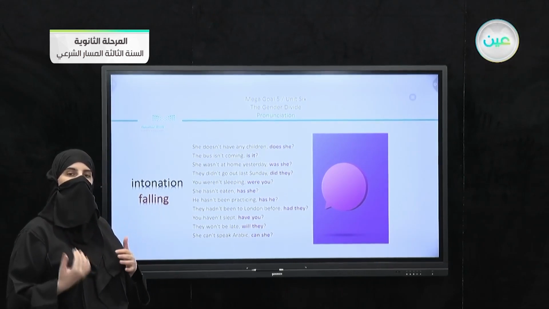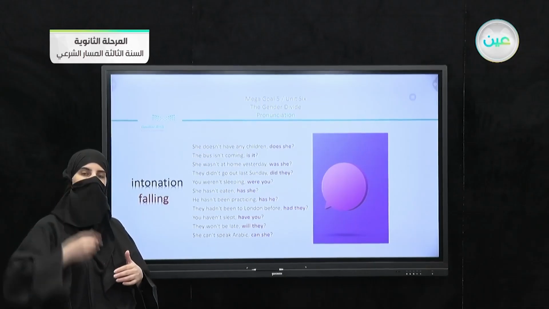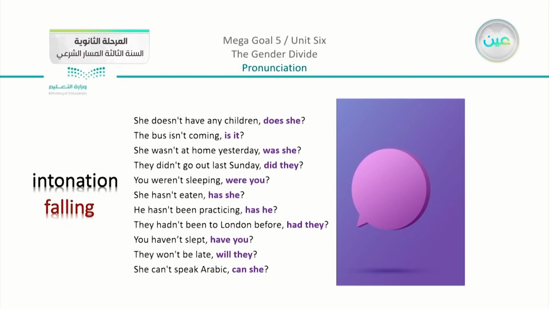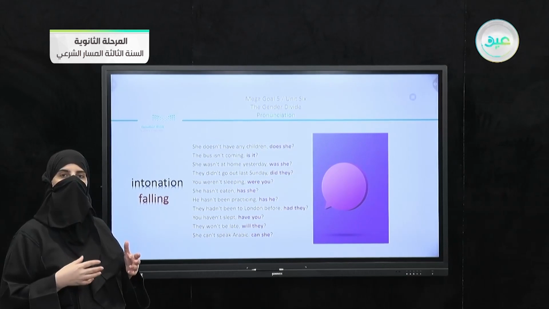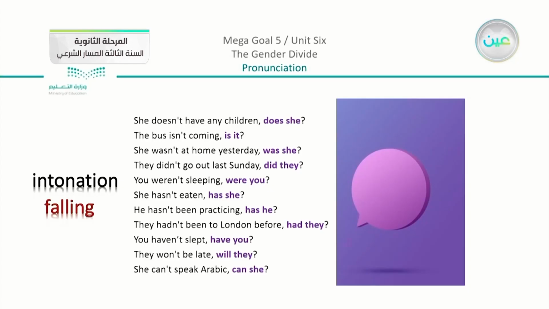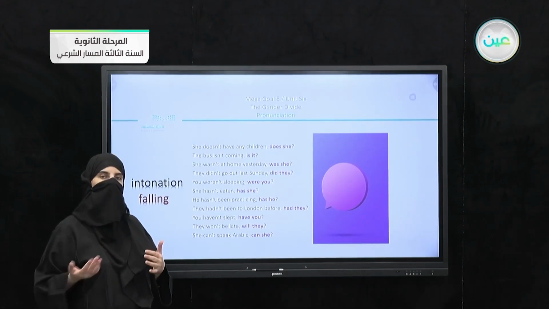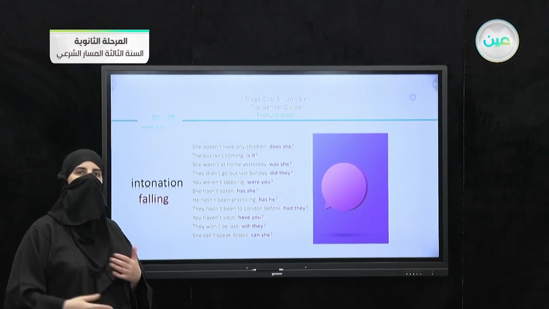To make you understand the difference, we can just compare. Let's focus on this one: you weren't sleeping. I'm going to pronounce that once with a rising tone and the other time with a falling tone. You weren't sleeping, were you? Or I can say, you weren't sleeping, were you? So basically here, it's not about the answer or forming the tag question. I am just focusing on the pronunciation. If I am rising, I don't know the answer, or I am not sure of the answer. But if it is a falling tone, I know the answer, but I just want someone to confirm.